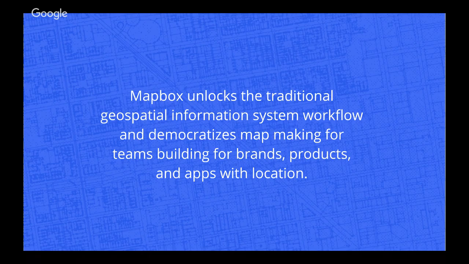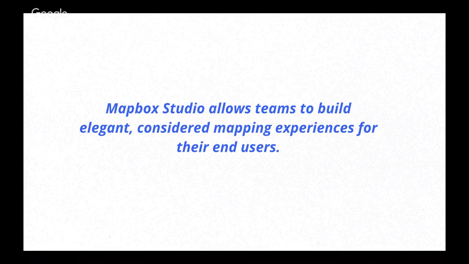So Mapbox, as you probably know, but just to give you an overview, Mapbox unlocks the traditional geospatial information system workflow and democratizes map making for teams that are building for brands, products, and apps with location. Mapbox Studio specifically allows teams to build elegant, considered mapping experiences for their end users. So what Studio really unlocks is that customization and specialization that you might need for giving your users context and making your apps have a really good experience that works with your brand.